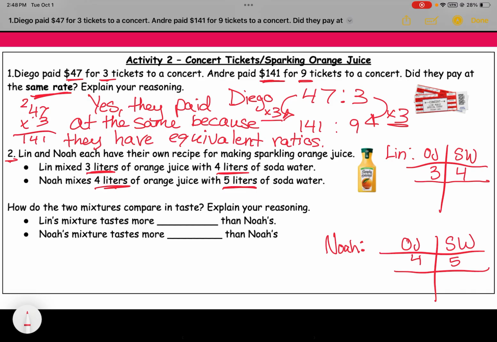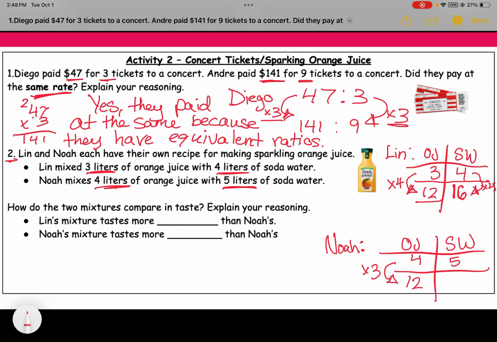So I'm going to think, okay, what's something I could multiply both of the orange juices by to get the same number? So I'm going to multiply 3 by 4 to get 12. And then I'll multiply this one, 4 by 3, to get 12. So we can compare it when they both have the same amount of orange juice. So if I multiply Lynn's by 4, then I have to multiply the other part of her ratio by 4. So 4 times 4 is 16. That would give me an equivalent ratio.